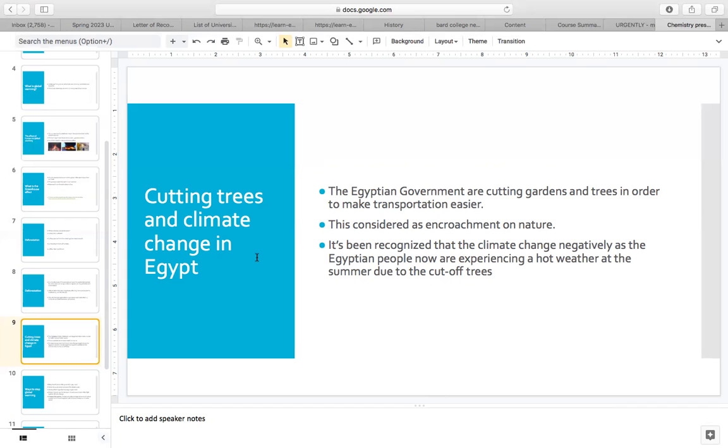It's been recognized that the climate changed negatively as the Egyptian people are now experiencing a hot weather at the summer due to the cut of trees. Actually, I want to be honest by saying that I'm experiencing now a very hot weather and feeling that I never felt before.